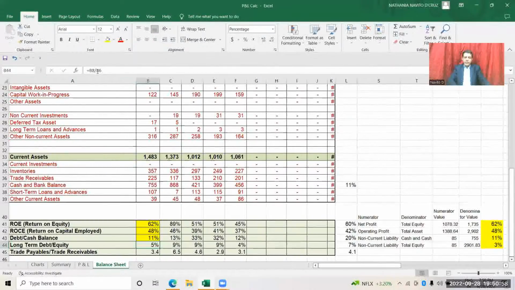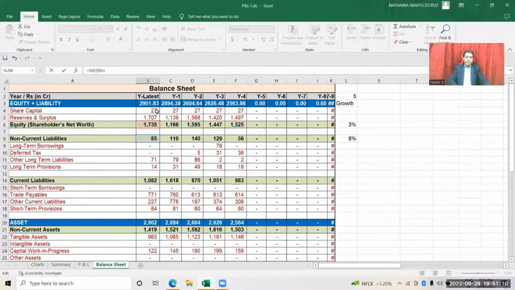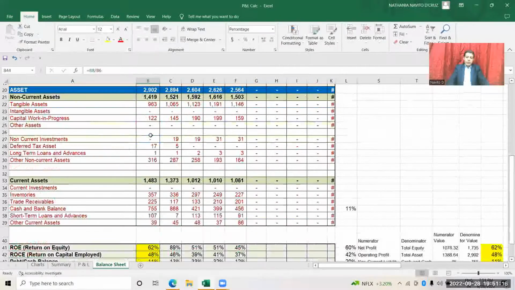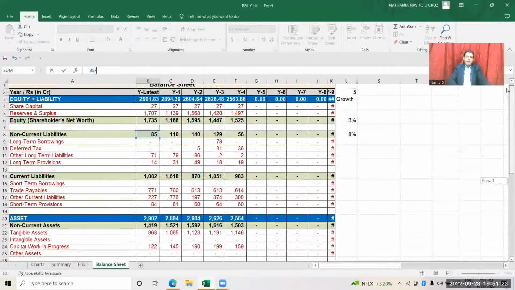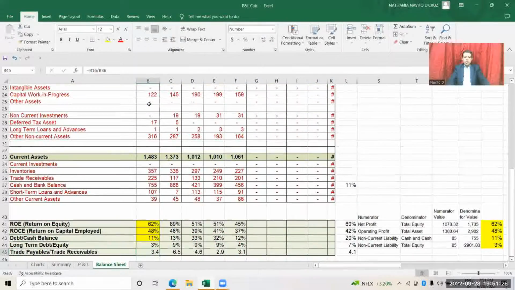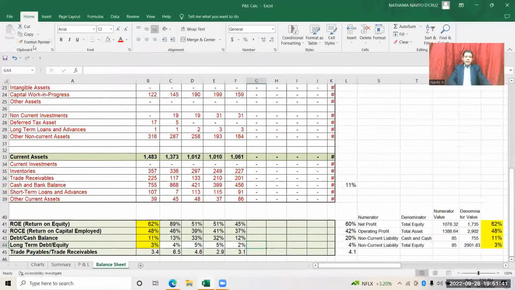So I need to also correct this as total equity plus liability. So this is basically total equity plus. So this is the value. Now they both are matching. So I take this value and copy paste to all other years as well. And this is the amount I get.